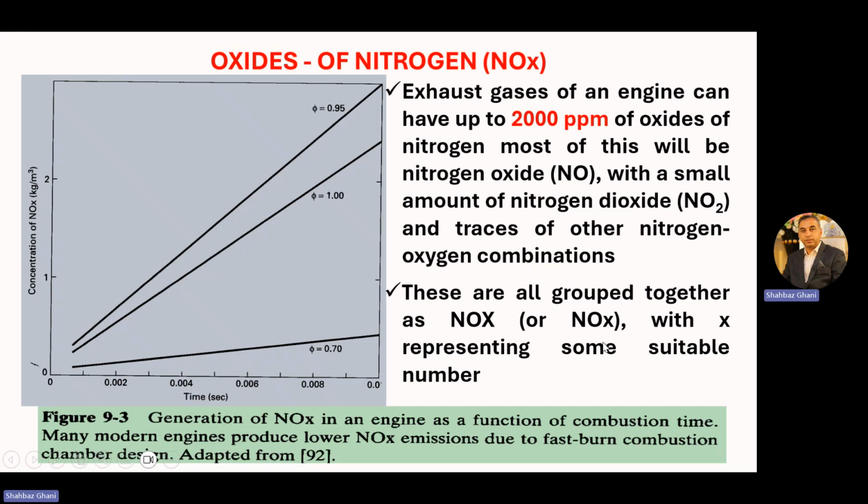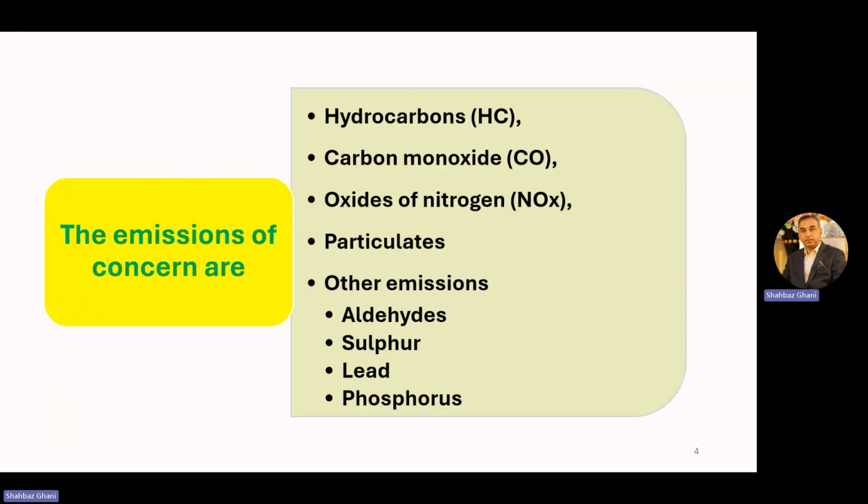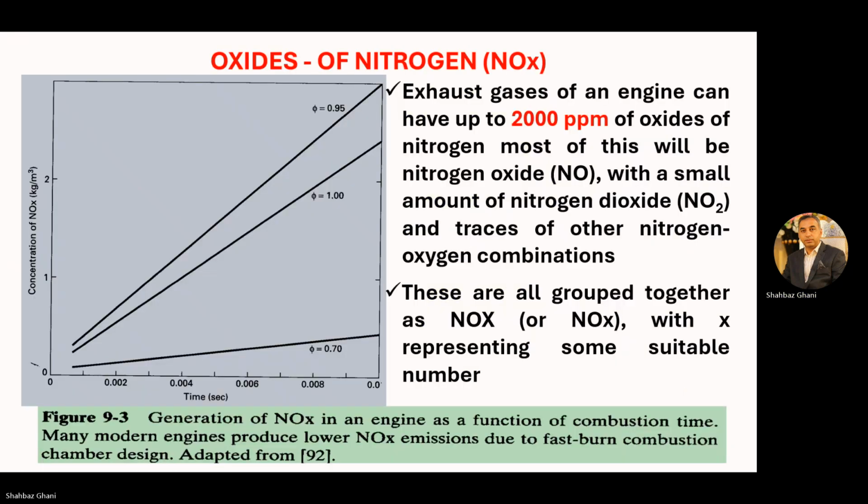Now NOx. Let's see the third cause of emissions, oxides of nitrogen. Exhaust gases of an engine can have up to 2000 parts per million of oxides of nitrogen. Most of this will be nitrogen oxide, with a small amount of nitrogen dioxide and traces of other nitrogen-oxygen combinations. So a variety of nitrogen-oxygen combinations will be there. These are generally grouped together as NOx, with x representing some suitable number.